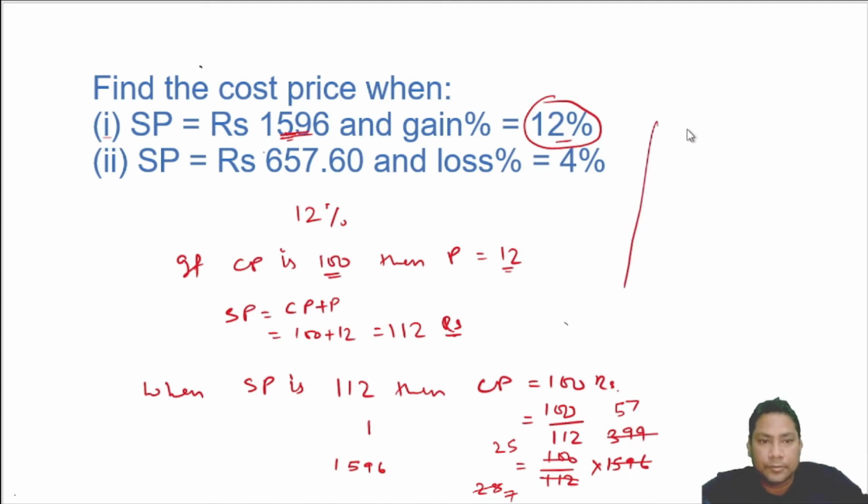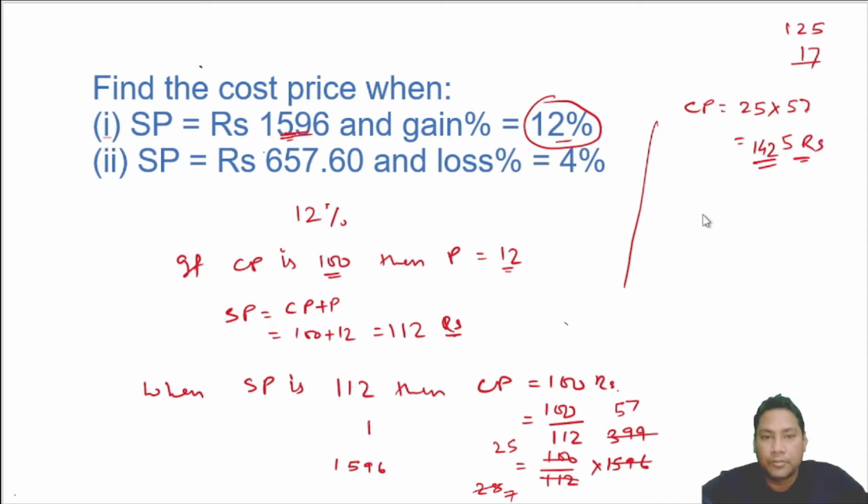Now the cost price is 25 multiplied by 57. So we multiply 25 and 57. 25 7s are 175, 5 remaining 17. 25 5s are 125. Now we'll add this. This will become 5 and 7, 12, 2 and 1, 3 and 1, 4, and 1425 rupees is the cost price.